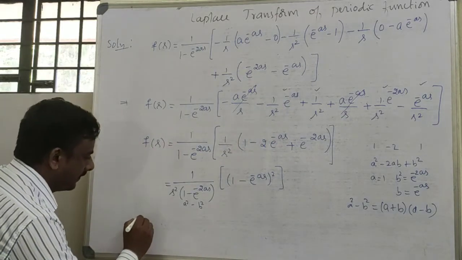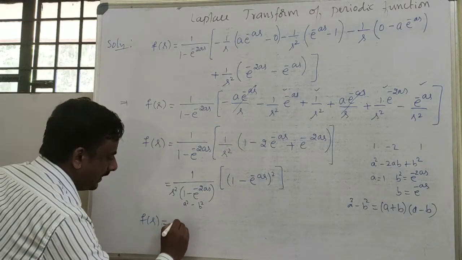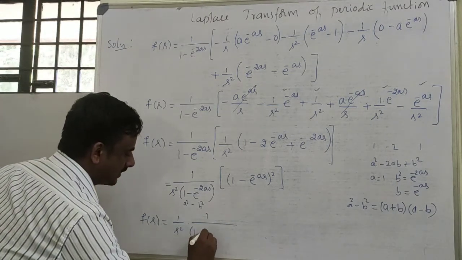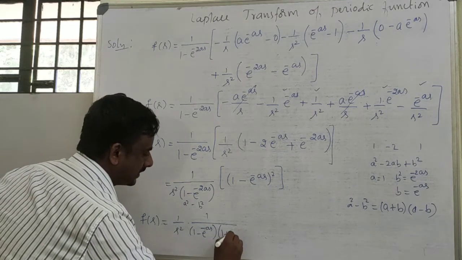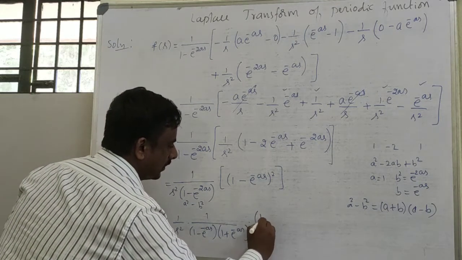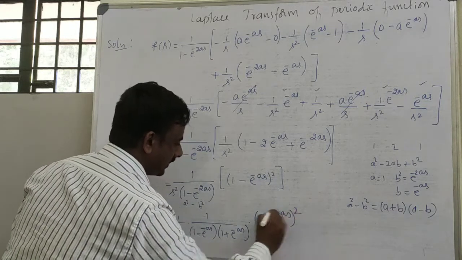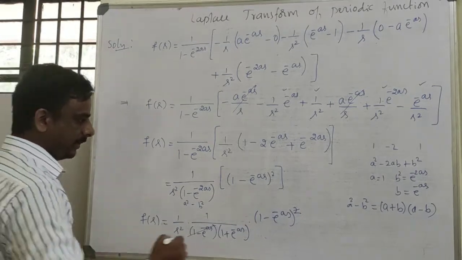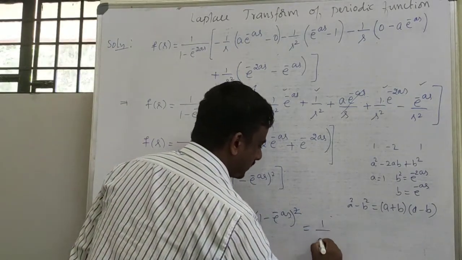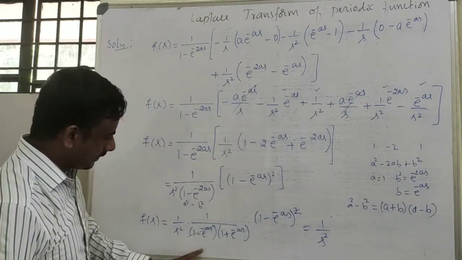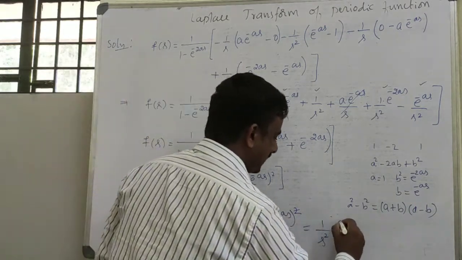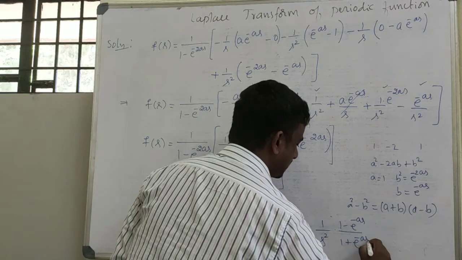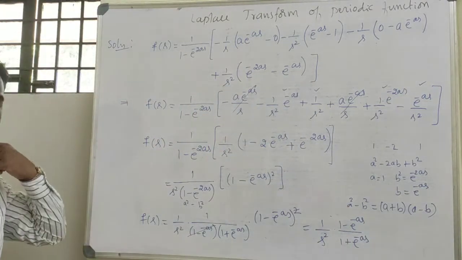So this will be f of s equal to 1 by a square times 1 divided by a plus b into a minus b. That is 1 minus e power minus as into 1 plus e power minus as times 1 minus e power minus as whole square. So 1 minus e power minus as, one term will cancel with this. So I will remain with 1 divided by a square times 1 minus e power minus as divided by 1 plus e power minus as. So that is f of s.